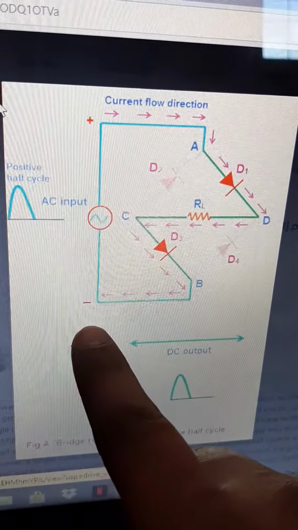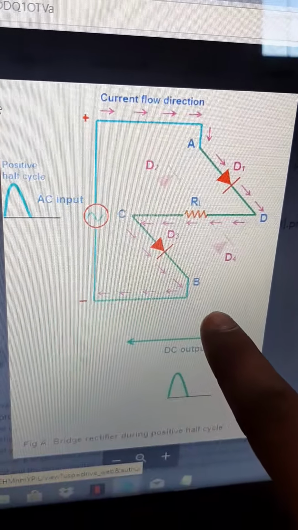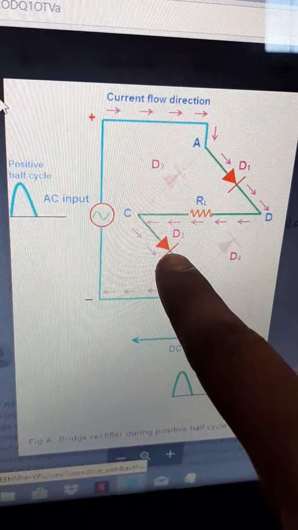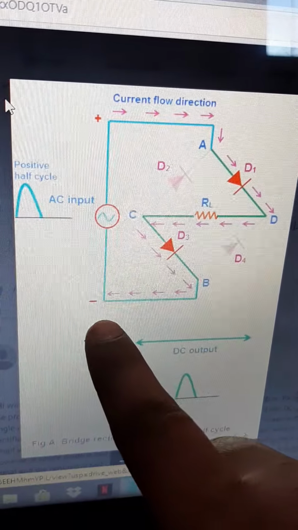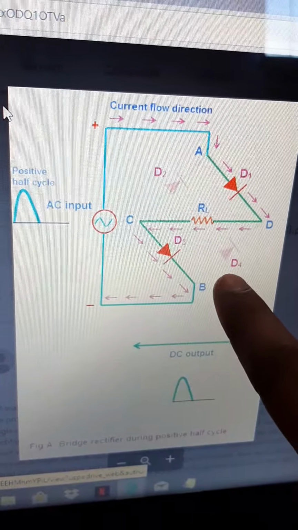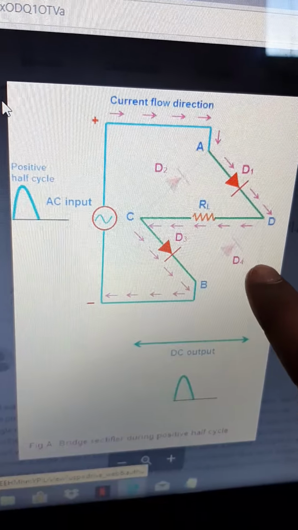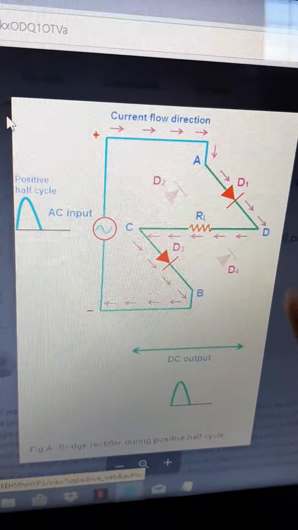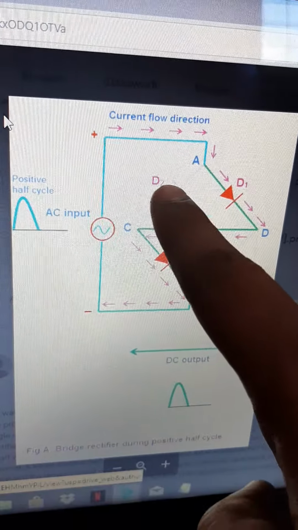Similarly, the negative terminal of the supply voltage is connected to the N terminal or cathode terminal of diode D3. So diode D3 is forward biased, and this negative terminal of the AC supply is connected to the P terminal or anode terminal of diode D4. So diode D4 is reverse biased. So during the positive half cycle, we see that diodes D1 and D3 are forward biased, while diodes D2 and D4 are reverse biased.